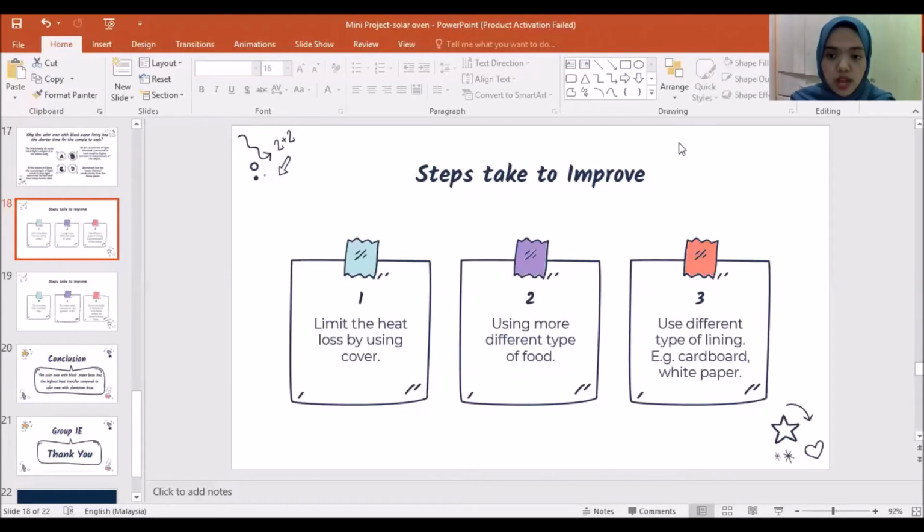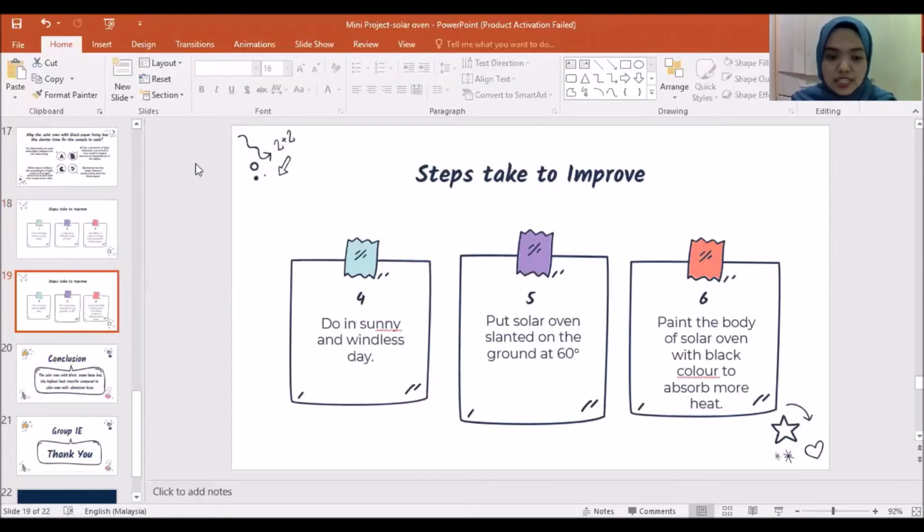In the experiment, we used black pepper and aluminium as the lining at the base, since the type of lining plays an important role in the operation of the solar oven. Next, the experiment should be done on a sunny and windless day so that the solar oven will become hotter in a short time. But during the experiment, the weather was uncertain. Sometimes the weather was cloudy and sometimes sunny. Thus, it will affect the result of the solar oven since the rate of heat transfer is not in equilibrium.